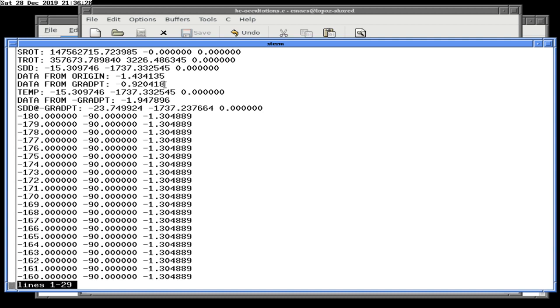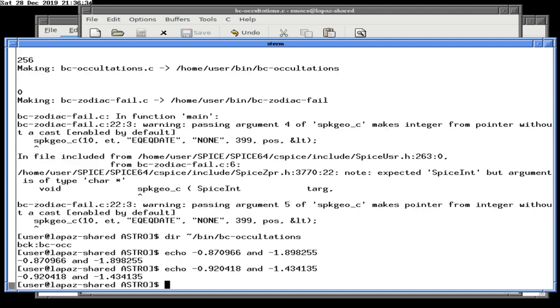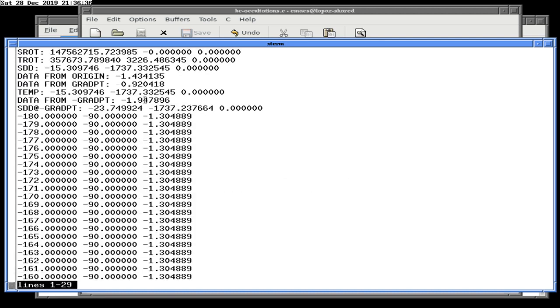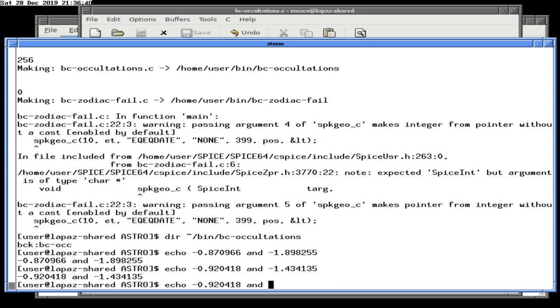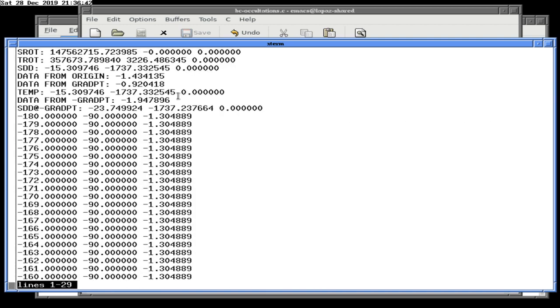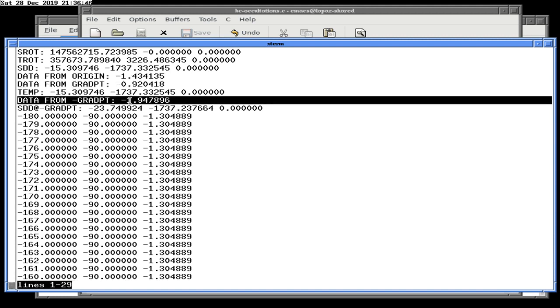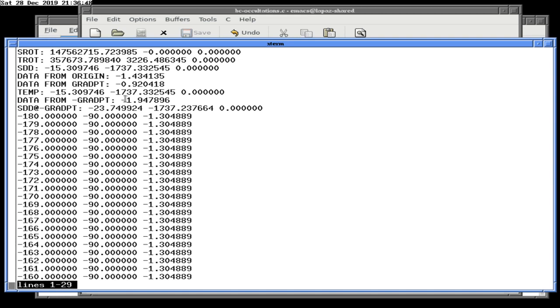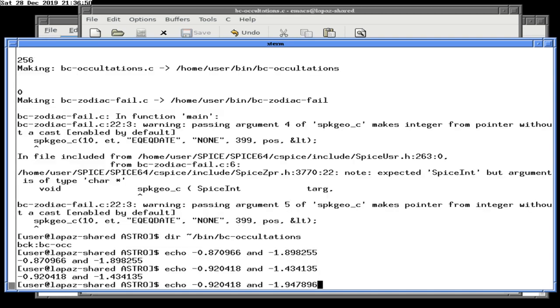Data from the negative gradient point is minus 1.94. Did I actually use the wrong numbers? I did use the wrong numbers. Sorry. No. It's between this value here and this value here, not the data from the origin, that has nothing to do with it. So sorry. Whew, almost screwed that up.